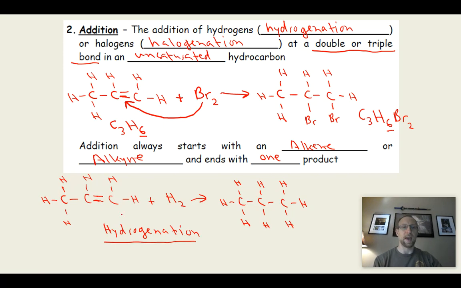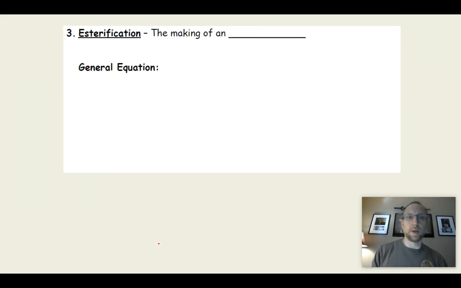So we're adding in hydrogens and we're saturating an unsaturated hydrocarbon, right? That's how we saturate hydrocarbons. So we're breaking those double bonds or triple bond if that were here, and we're adding in hydrogens. So that we call hydrogenation. So next up is esterification.